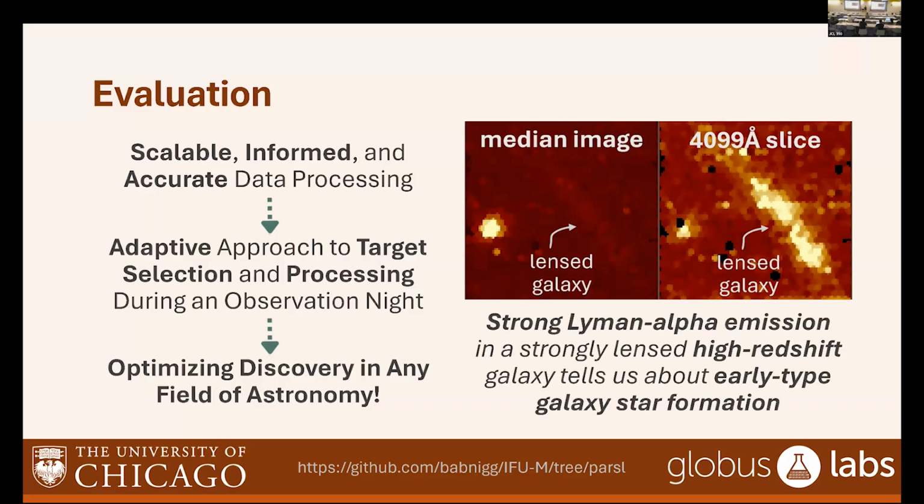So I'm going to end with just this image here. This is an actual scientific result of this pipeline. Here I'm showing that at Lyman alpha for this specific lens galaxy, there is a very strong emission, which indicates that there is very high star formation in this very early type galaxy at a very far distance.